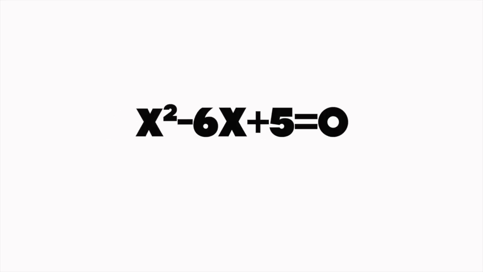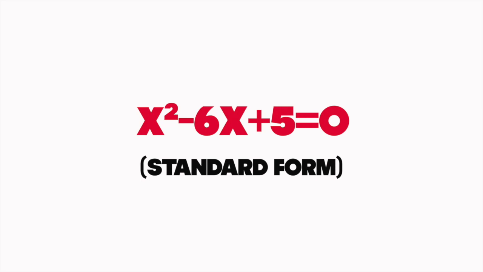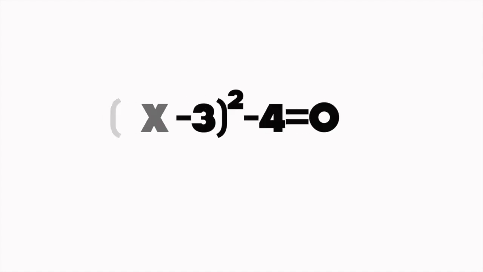In this equation, we have x squared minus 6x plus 5 is equal to 0. This is not obviously in vertex form. This is in standard form. We have x squared, we have something x, and then we have a constant. So how do we write this as some quantity squared? Now I'm going to present the answer, and the answer is (x minus 3) quantity squared, minus 4.